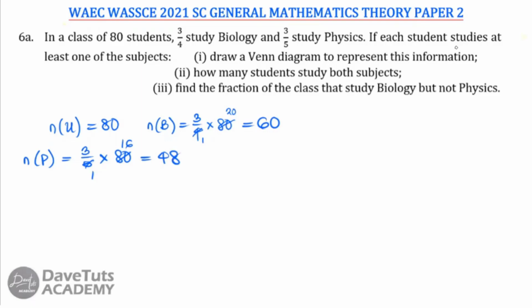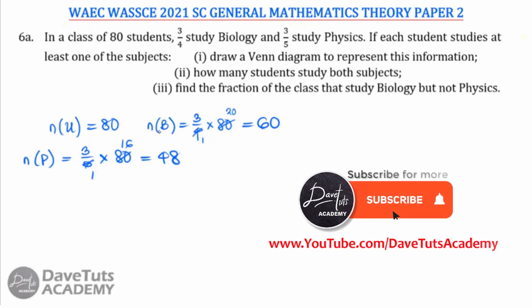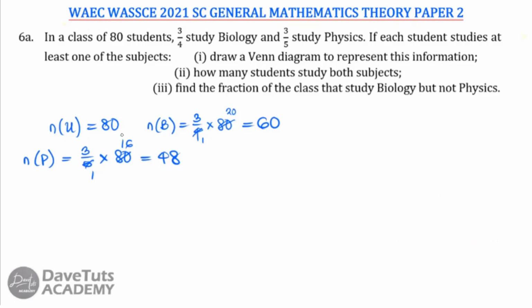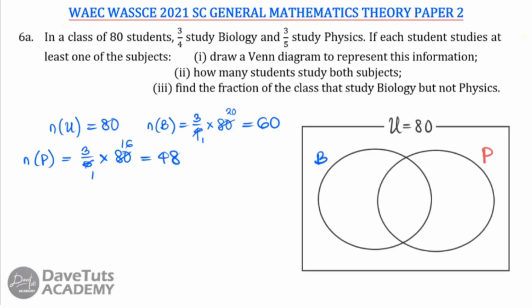Then if each student studies at least one of the subjects, that means that there is no student studying neither biology nor physics. Students will need to offer at least one of the two. So we have to draw a Venn diagram to illustrate the information, and then to also get how many students study both subjects. So I have this particular template for our Venn diagram, and if I call the students that study both X, the biology, you have already been told, is 60.